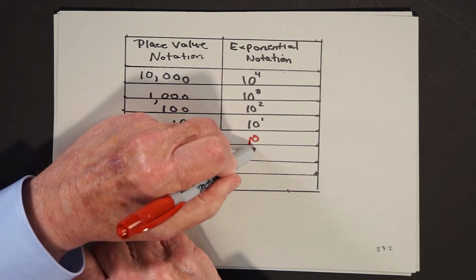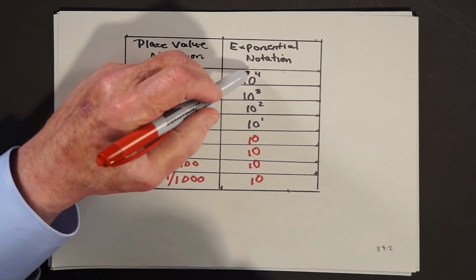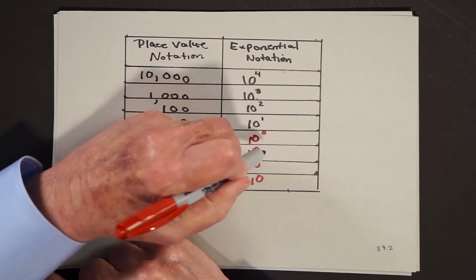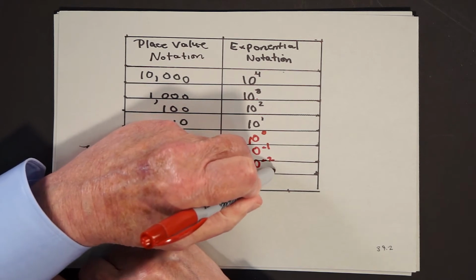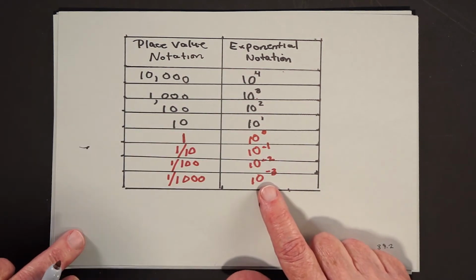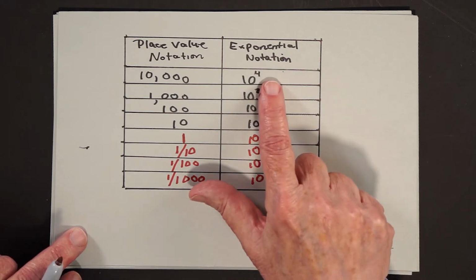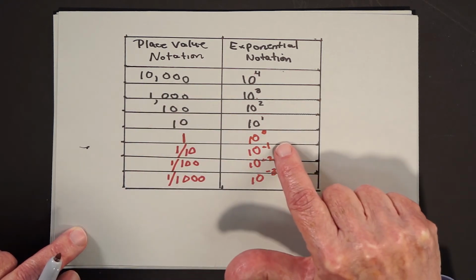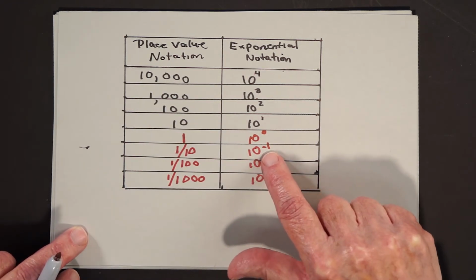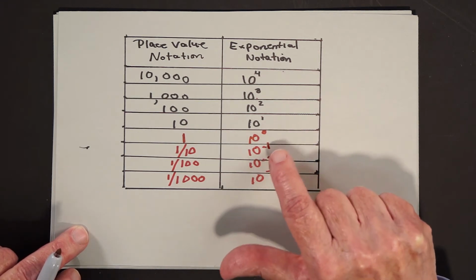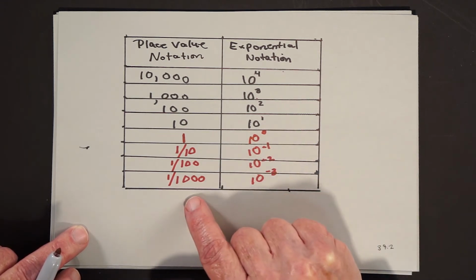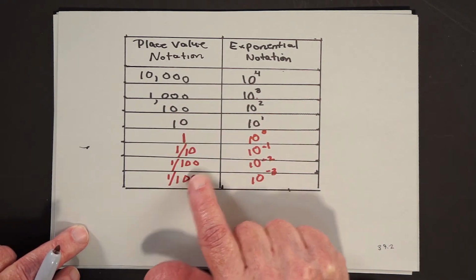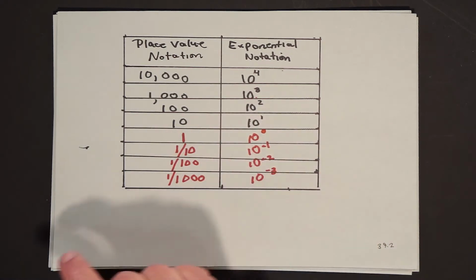Meanwhile, what's happening over here? The exponents are decreasing by 1 each time: 4, 3, 2, 1, 0, -1, -2, -3. And what we start to notice over here is that the exponent tells you the number of zeros that are going to follow the 1. And you'll notice that the negative exponent simply gives you the reciprocal of the positive exponent. In other words, 10 to the -3 was 1 over 1,000, but 10 to the third was 1,000. 10 to the -2 was 1 over 100, but 10 to the second power was 100.